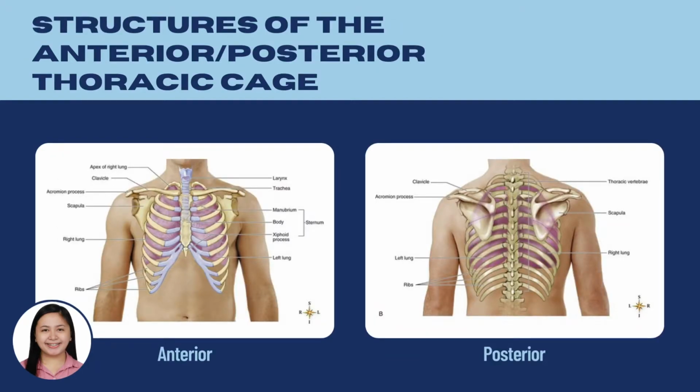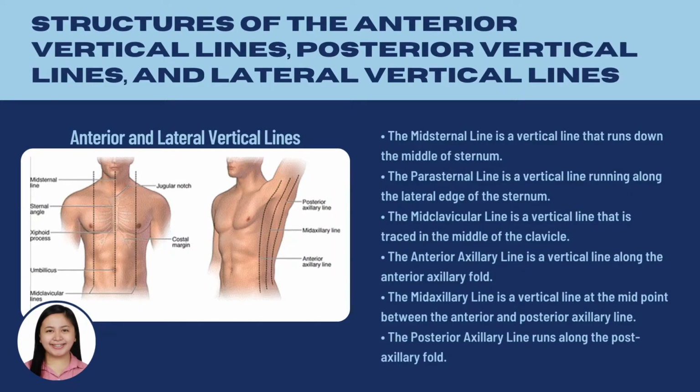Structures of the anterior or posterior thoracic cage. Here on the left side is the anterior thoracic cage, and here on the right side is the posterior thoracic cage. Structures of the anterior vertical lines, posterior vertical lines, and lateral vertical lines. Anterior and lateral vertical lines.